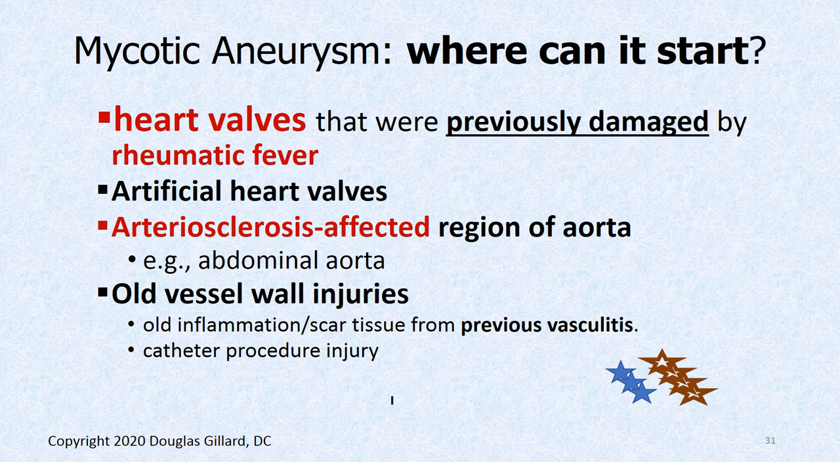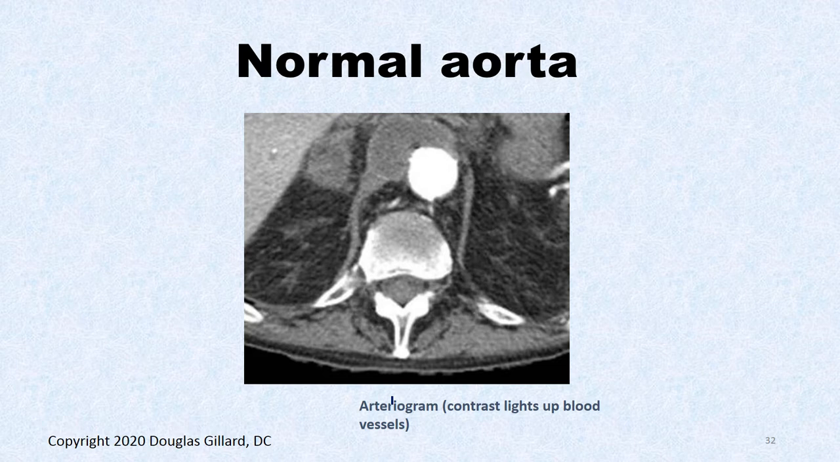Where else can it start? It likes heart valves, these mycotic aneurysms that were previously scarred up by a valve replacement, maybe, or rheumatic fever. Atherosclerotic, so it loves the abdominal aorta because atherosclerosis is an inflammatory condition, and it kind of encourages the bugs to stick to that area. An old vessel wall injury, we already said that one.